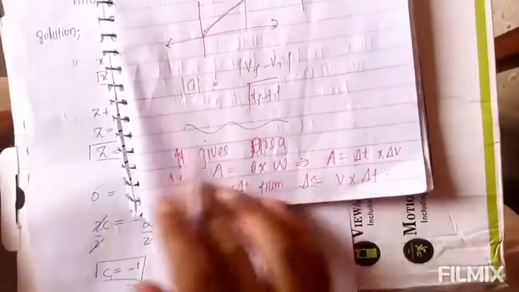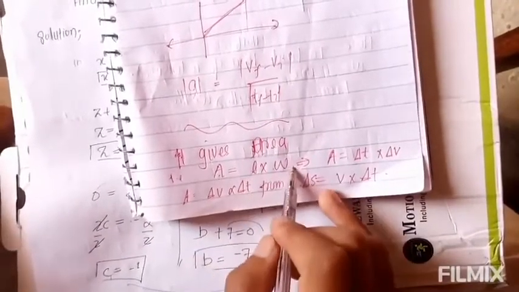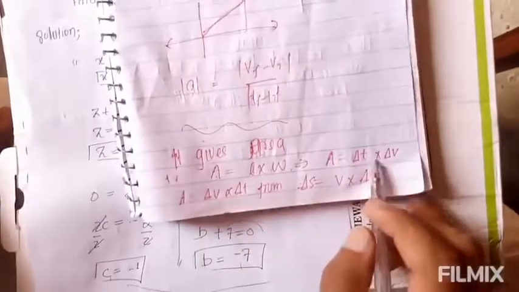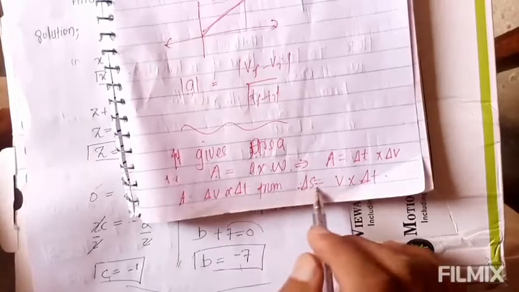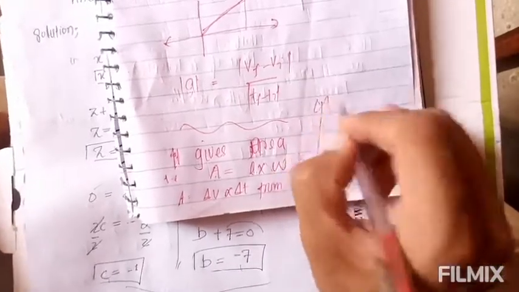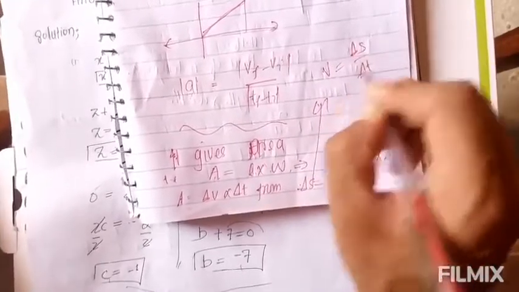The speed time graph also gives the area. How? Area is equal to length multiplied by width. We consider del t as the length and del v as the width, multiplied together it gives the area. It is v times del t, from v equal to del s divided by del t, and by cross multiplication it gives this.